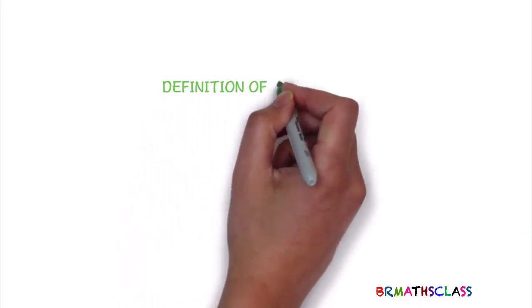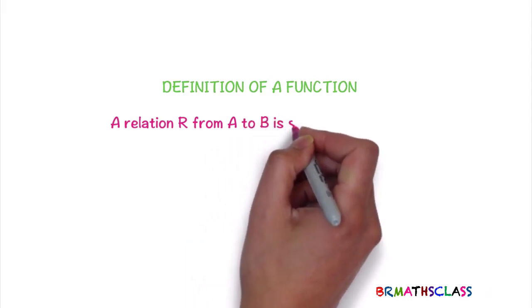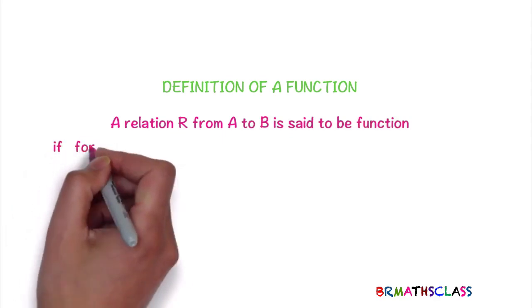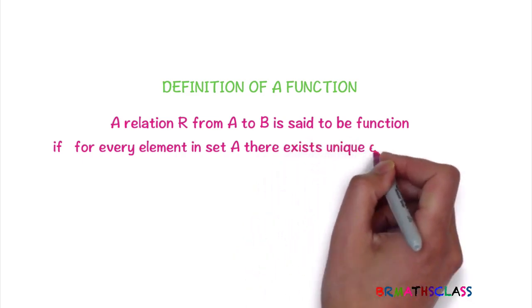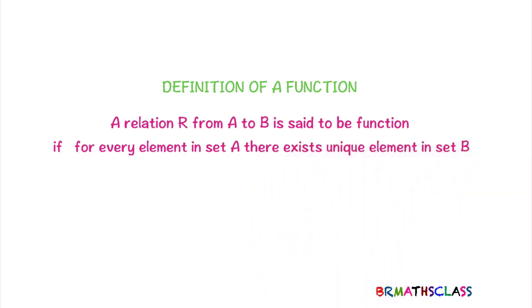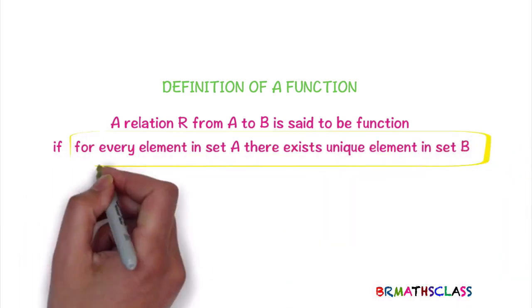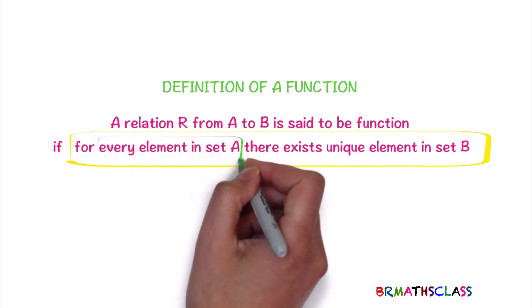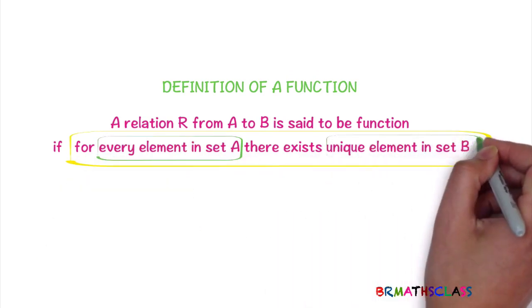Definition of a function. A relation R from A to B is said to be a function if for every element in set A there exists a unique element in set B. If the relation R satisfies this condition, then we say R is a function. If you observe this condition, for every element in set A, there exists a unique element in set B.